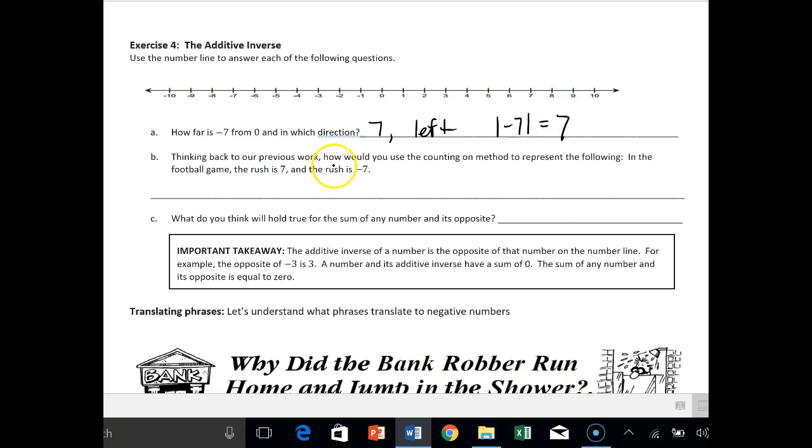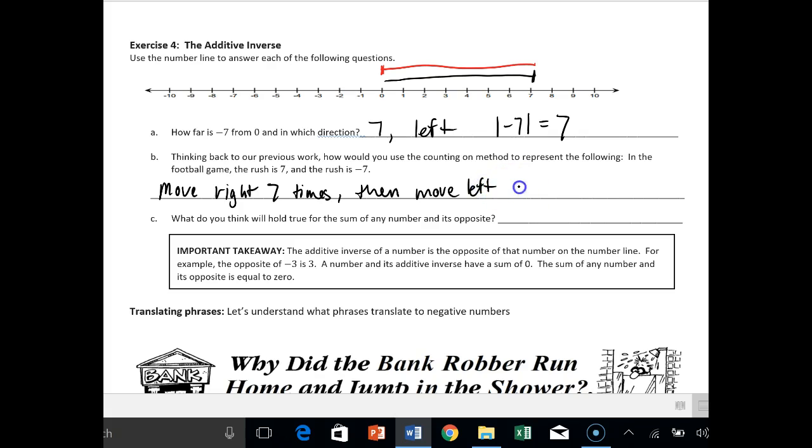So, let's think back to our previous work. How would you use the counting method to represent the following? In the football game, the rush is 7 yards, the rush is negative 7 yards. So basically, you just use the number line, and you'd say I'd move right 7 times, and then I'd move left 7 times. So we can actually write that down. Move right 7 times, then move left negative 7 times, right? I forgot to say left, my fault.